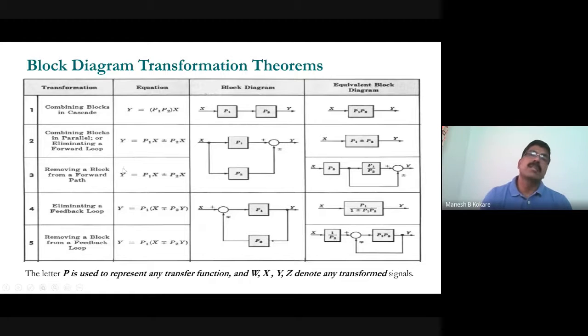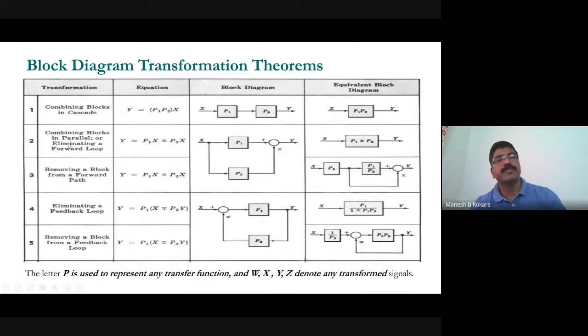So to summarize the block diagram reduction techniques, the first rule is combining blocks. If two or more blocks are in cascade, then this signal will be x into p1. So x p1 is given as input to p2. So y will be equal to p1 p2 into x. Now x is input, y is output. So what will be the equivalent single diagram? These two blocks connected in series can be reduced into a single block, but the transfer function will be the product of the individual transfer functions. So this is the first rule, right?